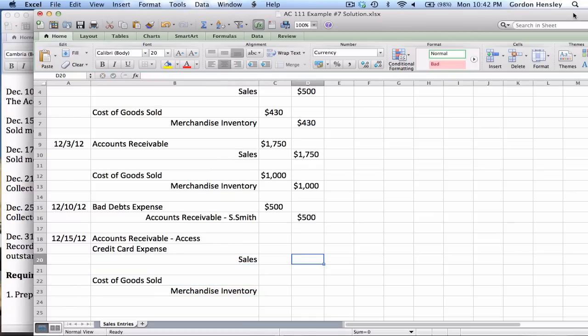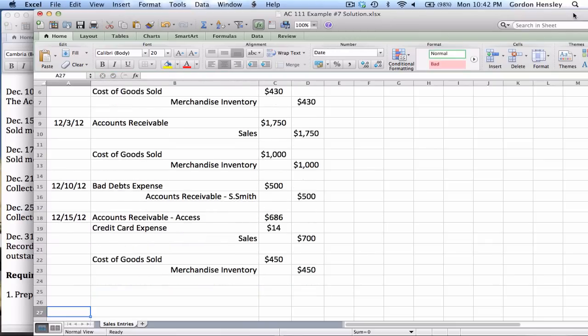Now the amount of the sale this time was $700. Again, we're not going to get all that. We're going to get 98% of it because of that 2% fee. So really only going to get $686, and there's a difference there of $14. That's the credit card expense, $14. And what was the cost of that merchandise? $450. So that completes that transaction.